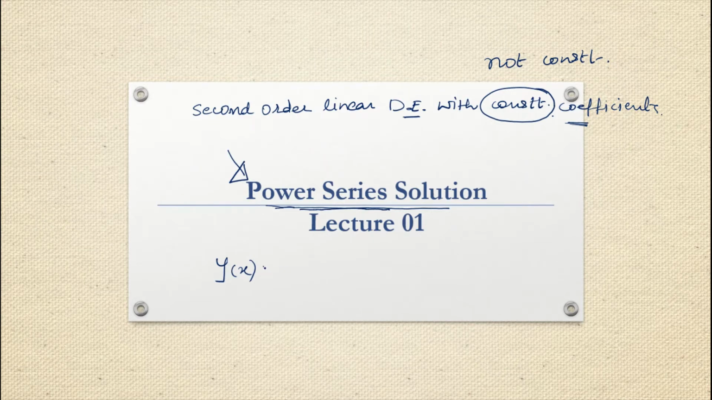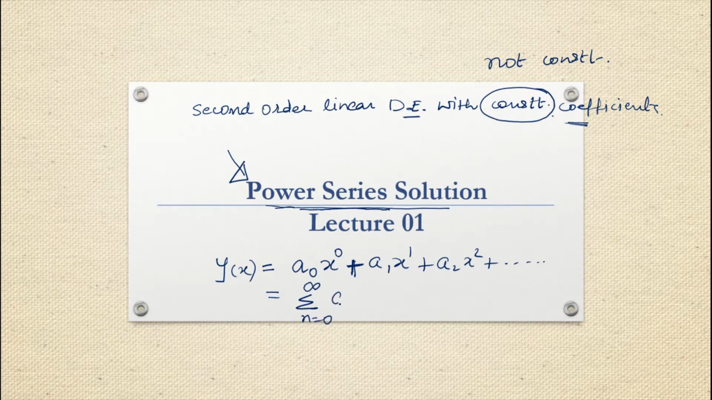That y of x we will write in terms of a power series. That means we will write, suppose, a naught x to the power 0 plus a1 x to the power 1 plus a2 x to the power 2 and so on until infinity. So this is the summation of some powers: x power 0, x power 1, x power 2 and so on. And we can write it in this form also: sigma n equals 0 to infinity a n x to the power n. This is the same thing.